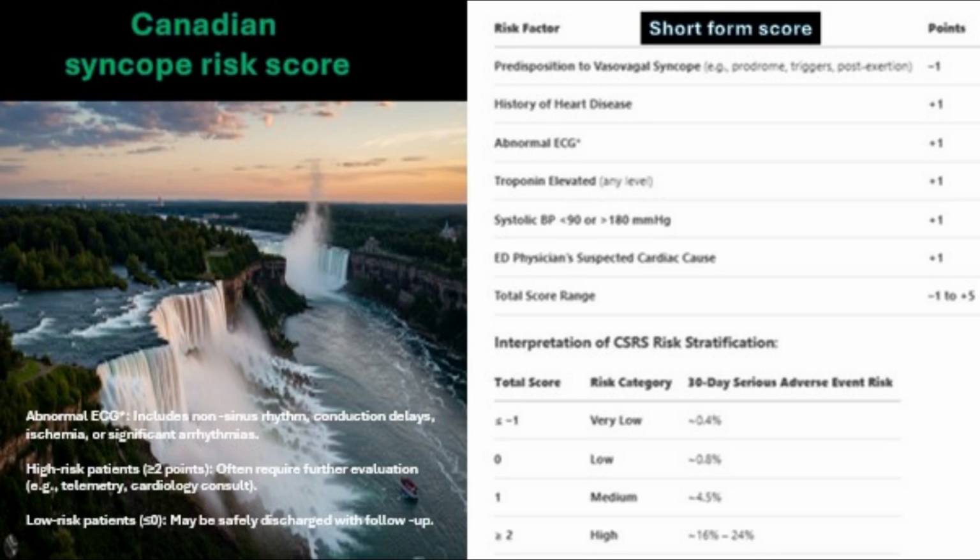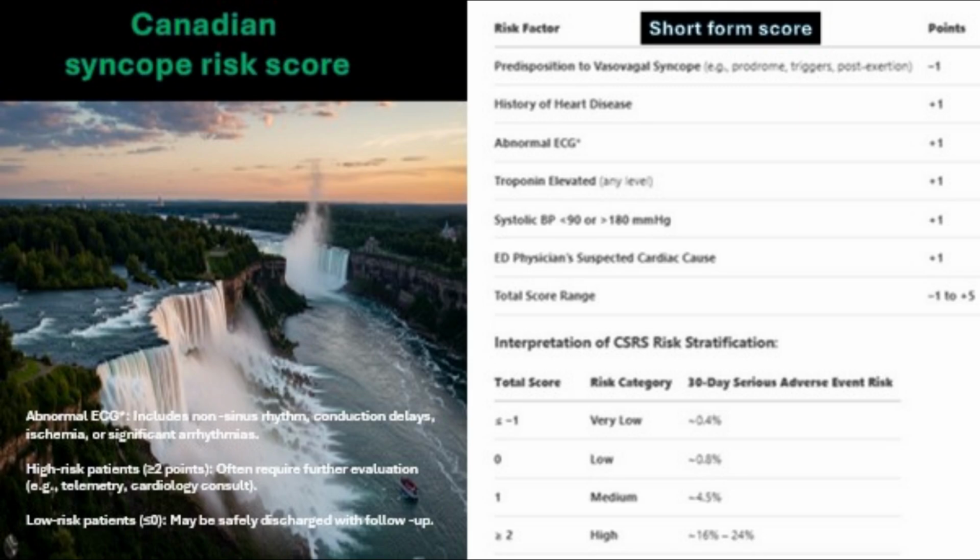Based on the total score, patients are categorized into 5 risk levels: very low, less than or equal to -2, low, -1 to 0, medium, 1 to 3, high, 4 to 5, and very high, greater than or equal to 6, with increasing probabilities of experiencing a serious adverse event within 30 days. The CSRS has been externally validated in multiple Canadian emergency departments and internationally, demonstrating high sensitivity, around 97 to 99%, for identifying patients at low risk of serious outcomes.